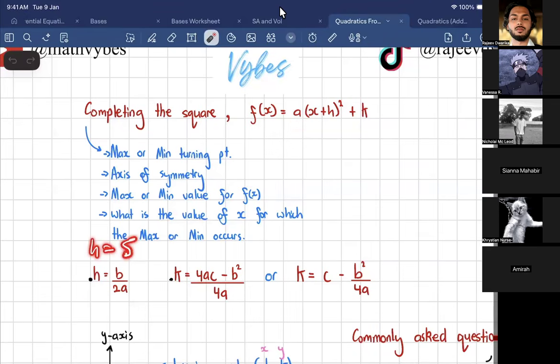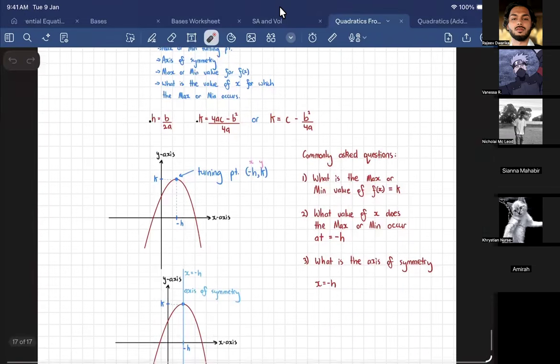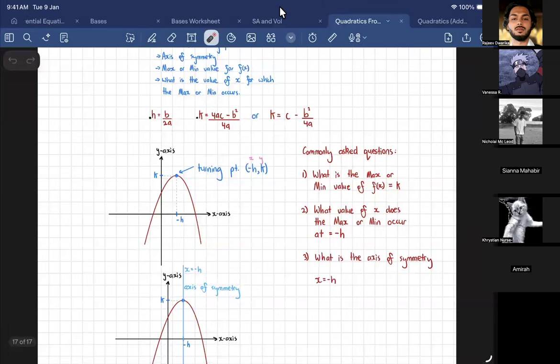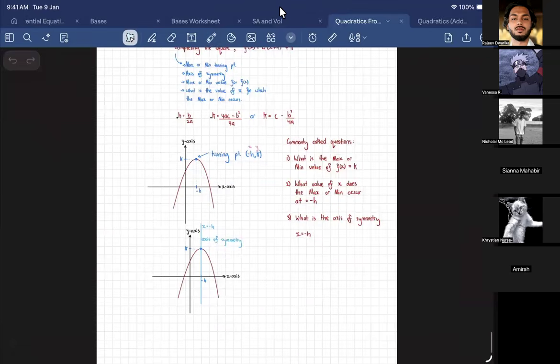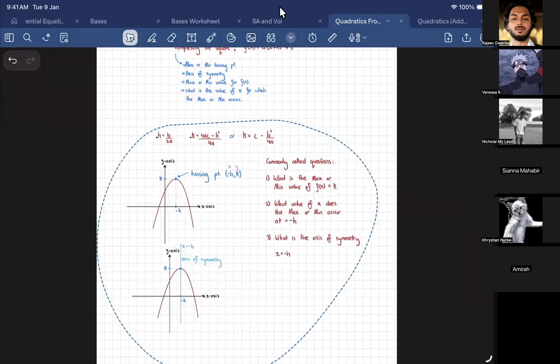If I found h to be equal to 5, then I'll write open bracket x plus 5 squared plus k. However, when we're talking about the turning point, that would be given by negative 5 comma whatever k is. So that's what I really wanted to know, if you had to put it as negative in the completing the square form.